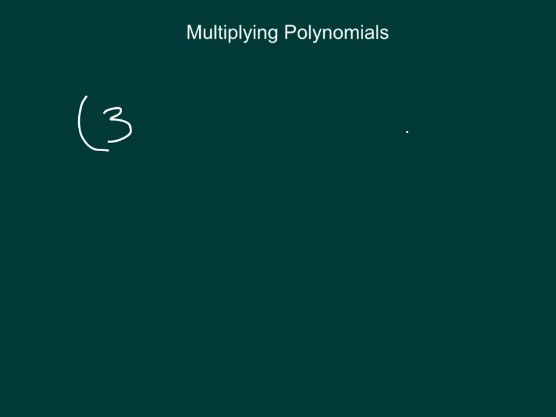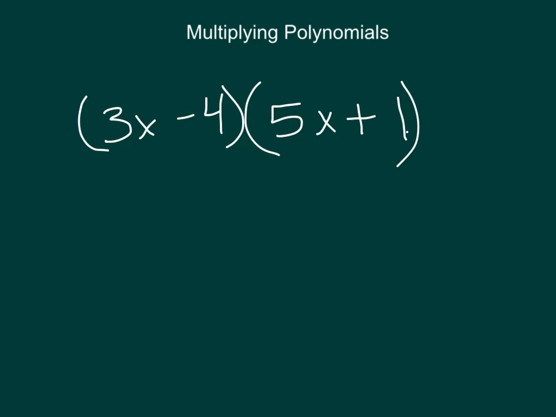Sometimes you have the x with a number in front of it. So that doesn't affect the process. It's just going to be a little bit more tricky because you have more numbers to worry about, but let's show you what it looks like.